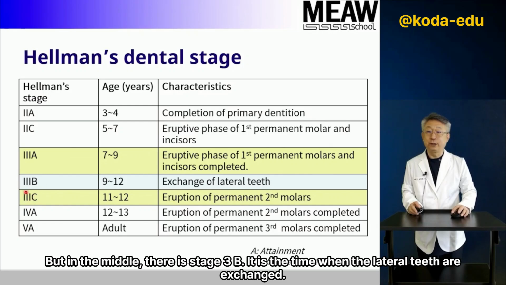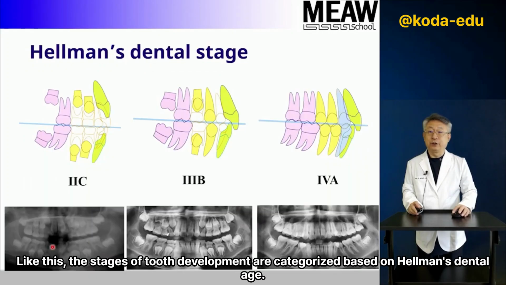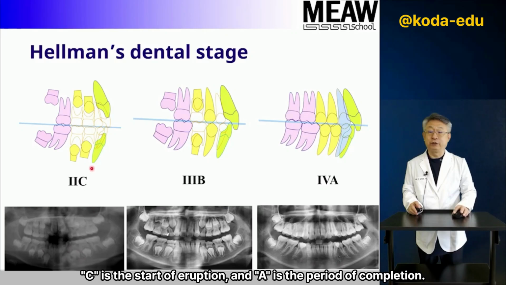But in the middle, there is stage 3B. It is the time when the lateral teeth are exchanged. Since 4A contains A, it is the time when it is completed. It is when the permanent second molar eruption is completed. Like this, the stages of tooth development are categorized based on Hellman's dental age. C is the start of eruption and A is the period of completion.